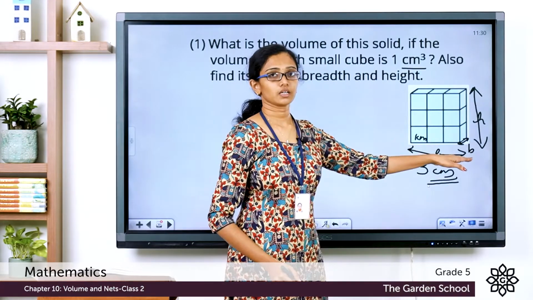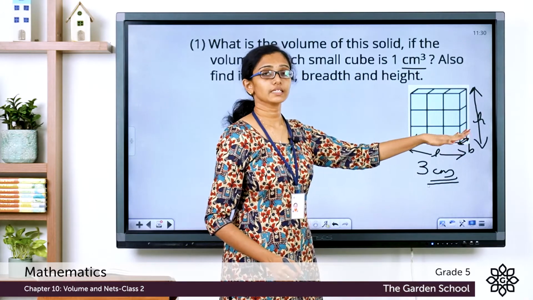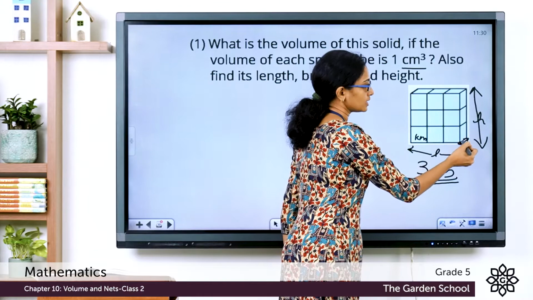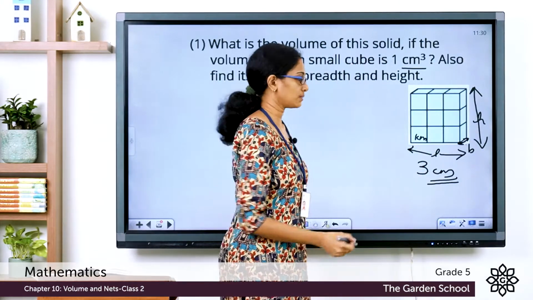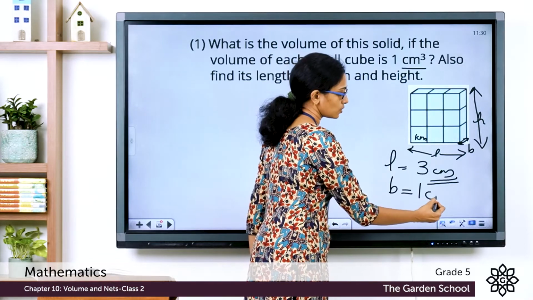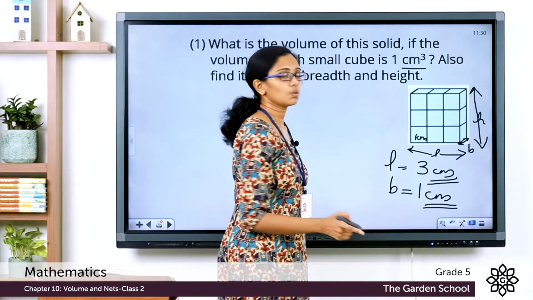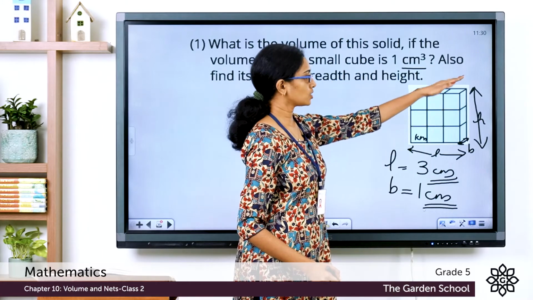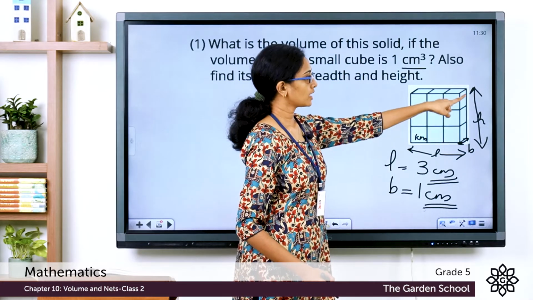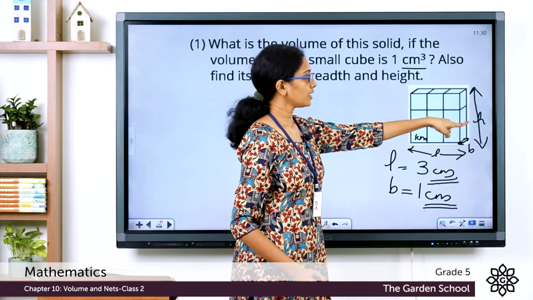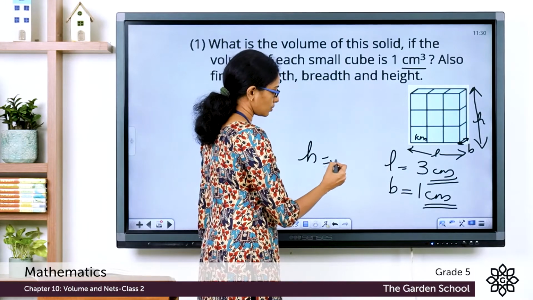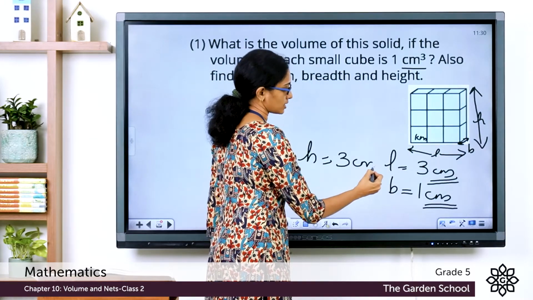And what about the breadth? The cube has got all the sides same or equal. So, if this distance is 1 centimeter, this side will also be 1 centimeter. So, the breadth B will be equal to 1 centimeter. Now, what about the height? You have 3 cubes here and each cube has a side of 1 centimeter and 3 cubes will make 1, 2, 3 centimeters. So, the height H will be equal to 3 centimeters.